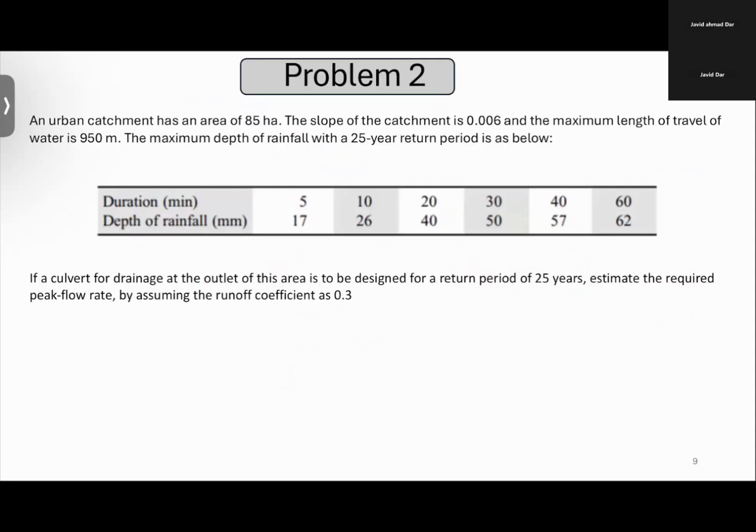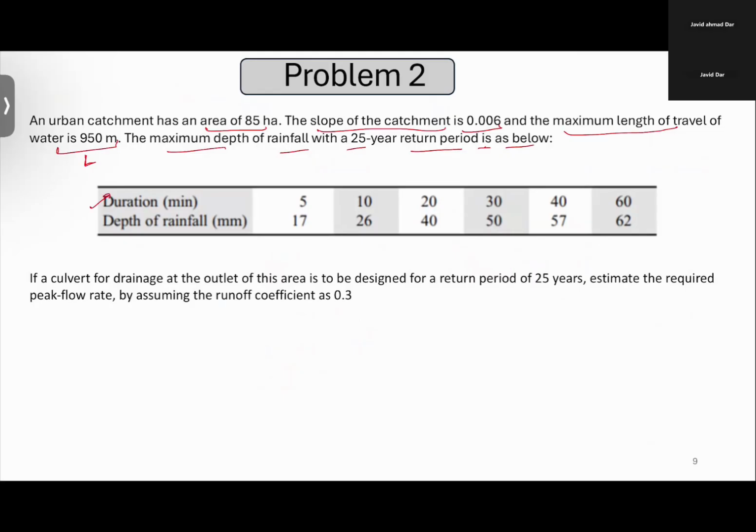Now we can do a problem on this. In this problem, you are given an urban catchment that has an area of 85 hectare. The slope of the catchment is given, so it's 0.006, and the maximum length of travel of water is also given, so your L is also given. The maximum depth of rainfall for a 20-year return period is as below.